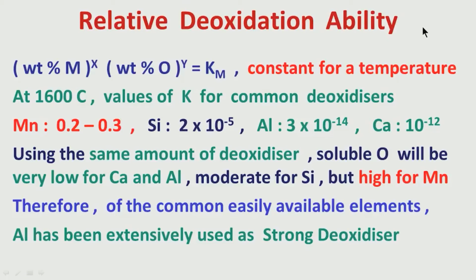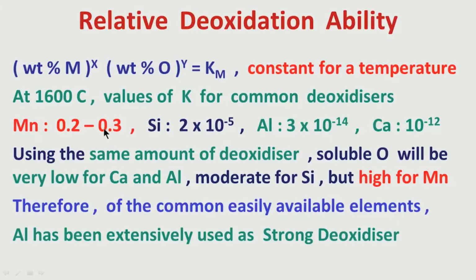Unlike with manganese, you cannot get a very low amount of dissolved oxygen in liquid steel. It will be very high, maybe more than 100 ppm, maybe 150 ppm. So, manganese deoxidation is not very effective. With silicon, it is better than manganese, maybe you can get 40 ppm. But for aluminum and calcium, you can get a value of less than 5 ppm. These can all be calculated using this relationship at a particular temperature.